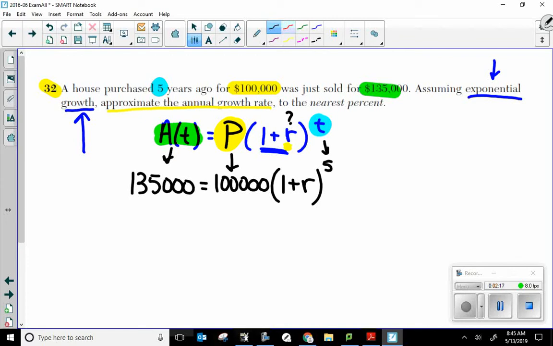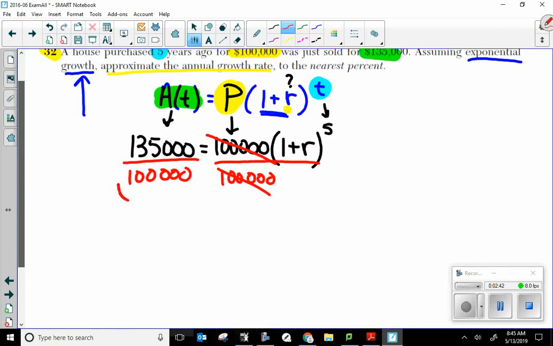The first thing I'm going to do is start peeling things away from my r one at a time. According to reverse PEMDAS, opposite math, I'm going to get rid of this 100,000. I'm not subtracting or adding 100,000. I'm actually multiplying by 100,000, so the opposite of multiplication is division. I don't really encourage you to do the math out until the end. Let the calculator do it.